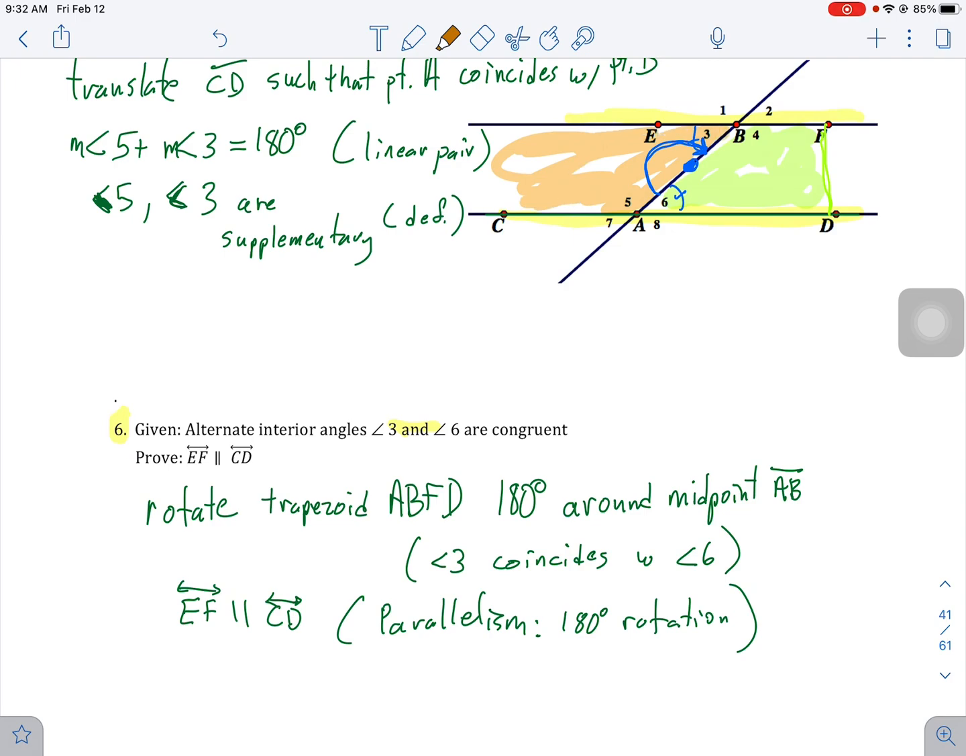And so then, once we've done that rotation, angle 6 is going to coincide with angle 3. And so we've proven, because of the rotation, you've got angle 6 and angle 3 congruent, and then we can say that EF must be parallel to CD because of that idea of parallelism and 180-degree rotation.